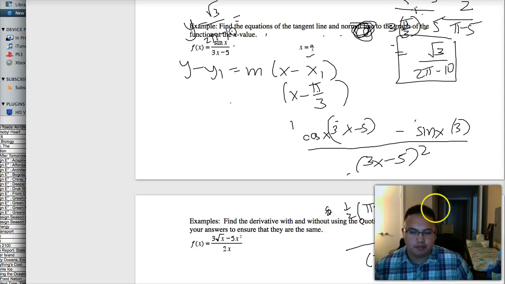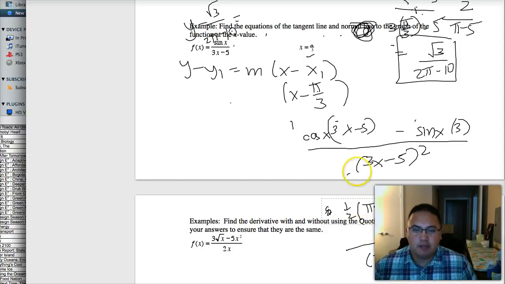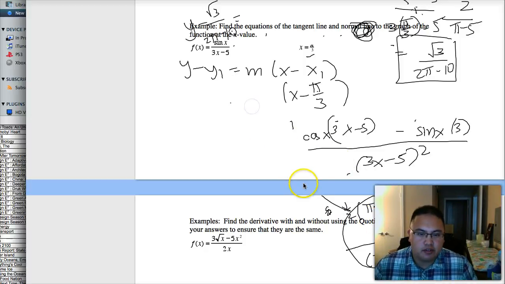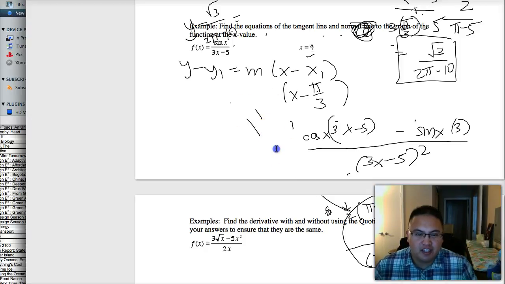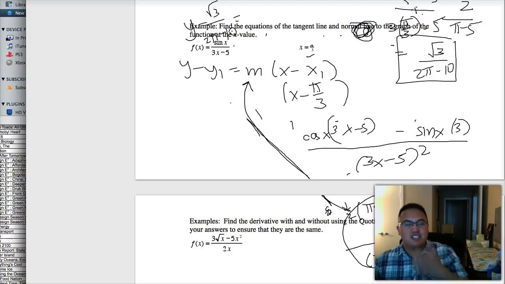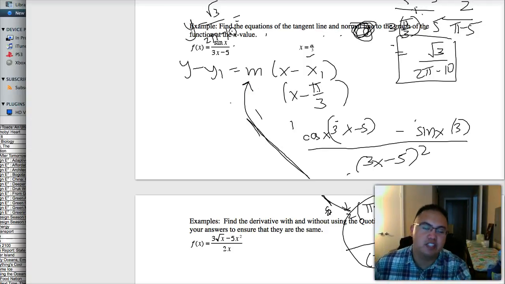This is the slope. Okay. And again, part of you will probably want to simplify this. It's okay. All you're going to do is take this and put it into m. Okay? So this is one really ugly answer, but that is the answer. That's the equation of the tangent line.